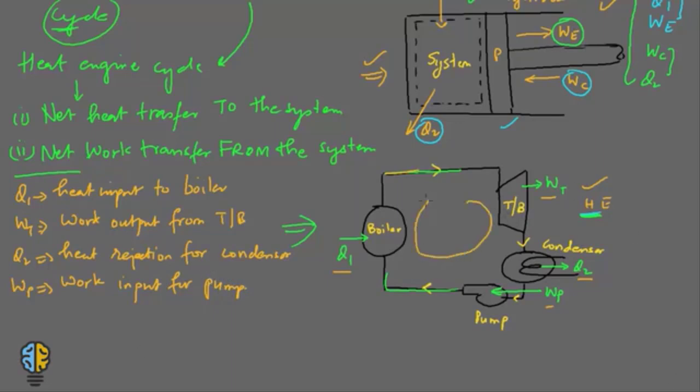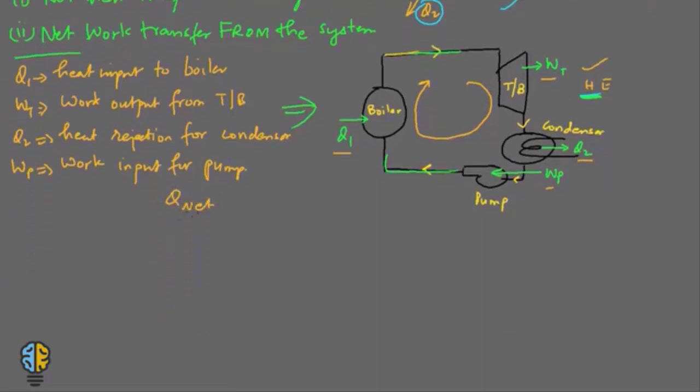Now, this is actually a cycle which is repeating itself. So for a cycle, let's find out the net heat transfer and the net work transfer. Net heat transfer is the difference between the heat supplied and the heat rejected, so Q1 minus Q2. Let us say this is equation number 1. The net work transfer in this cycle would be the output work, that is WT, minus the pump work. This is equation number 2.